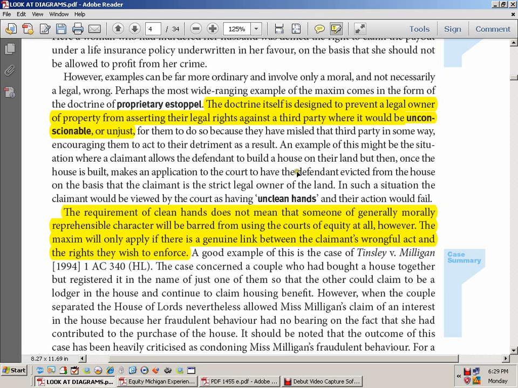The requirement of clean hands does not mean that someone of generally morally reprehensible character will be barred from using a court of equity at all. However, the maxim will only apply if there is a genuine link between the claimant's wrongful act and the rights they wish to enforce. So yes, they can come there. You'd better make the right argument.